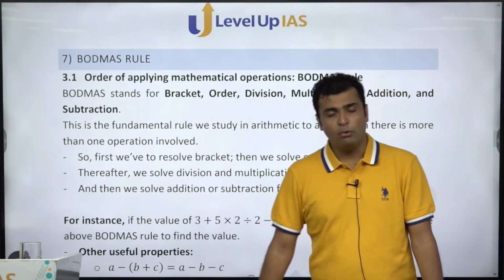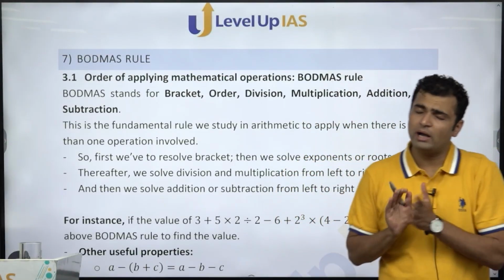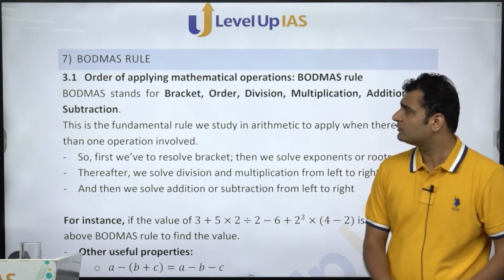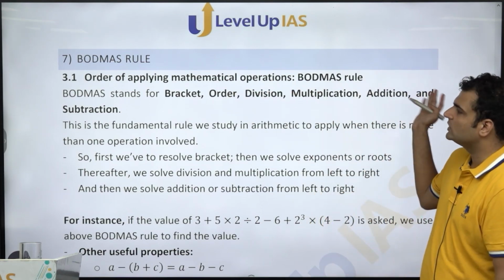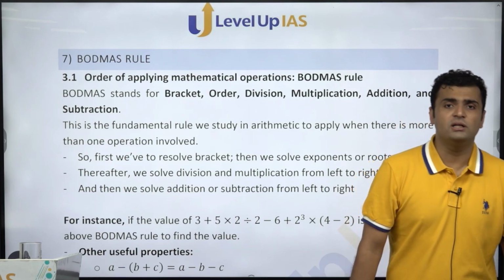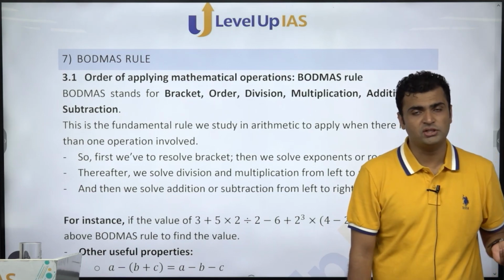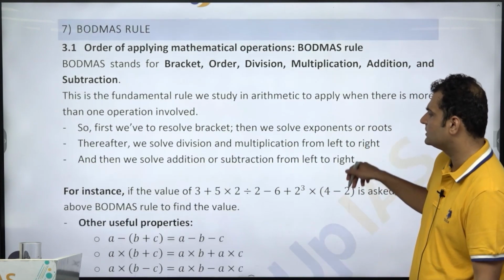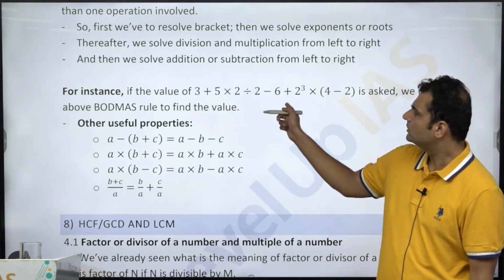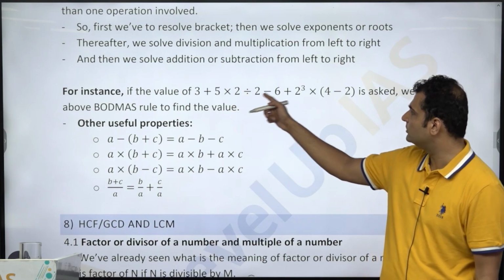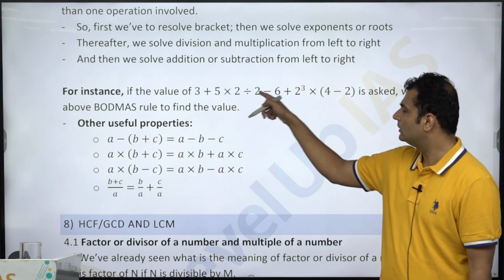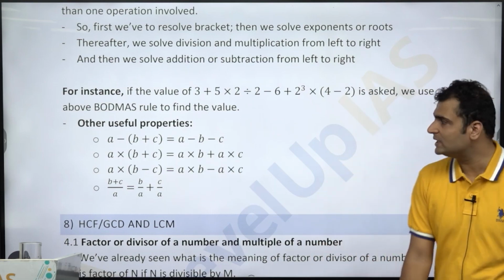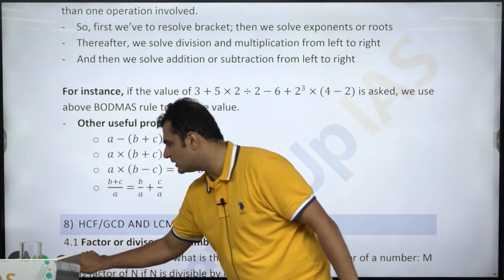Next is BODMAS rule. Again, I'm sure that you have done this in your school days. BODMAS stands for bracket, order, division, multiplication, addition, and subtraction. It is the order in which you have to perform mathematical operations when multiple operations are to be performed at once. For example, here. So here you can see that firstly you have to perform this bracket power, then this division. This multiplication division you can do at once, and then addition has to be performed at last.